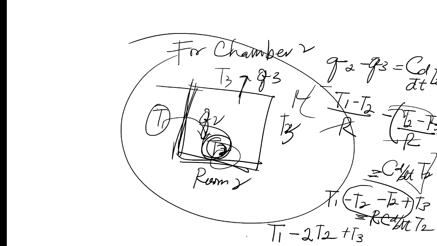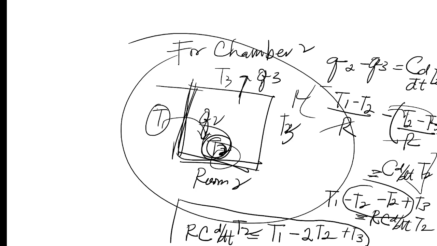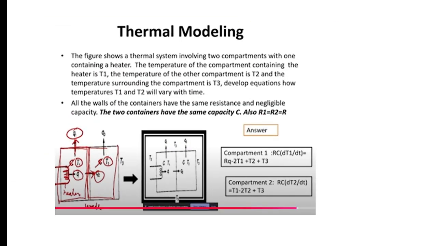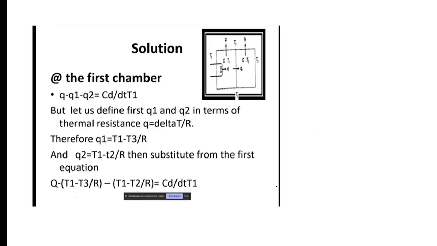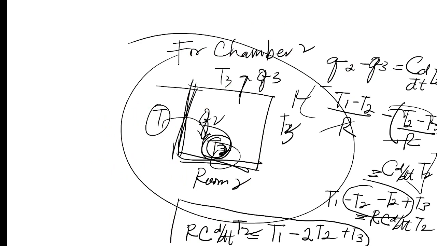to, let me put it here on the other side, basically the same, R times C d over dt of T2. So that is our equation, RC d over dt of T2 equals T1 minus twice the T2 plus T3. So let me see if the answer is correct. RC d over dt of T2 equals T1 minus 2T2 plus T3. So let us go check: RC d over dt of T2, chamber 2, T1 minus twice the T2 plus T3.